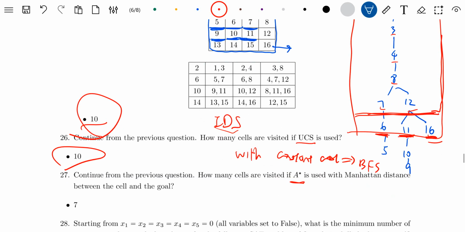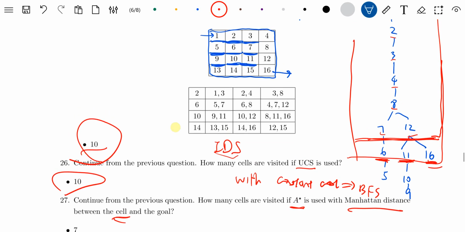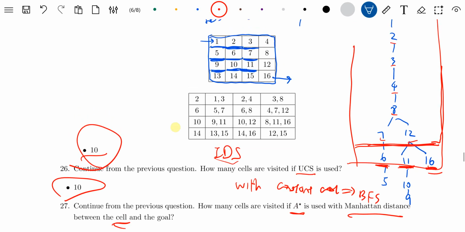Now we want to figure out A star. So A star, we are just searching the closer one first, the ones closer to the goal state according to the Manhattan distance first. So where are the choices? So here, at 8, we need to decide whether we search 7 first or 12 first. So that would be one decision. 12 is closer in Manhattan distance to 16. The Manhattan distance from 12 to 16, so h is 1 here. For 7, h is 2 plus 1, so it's 3 here.